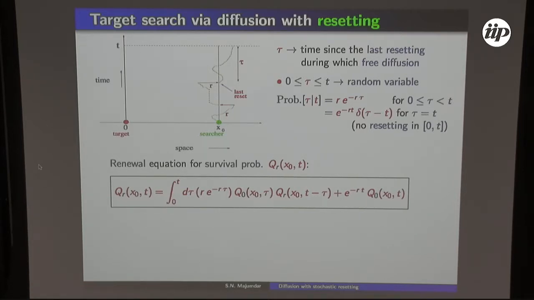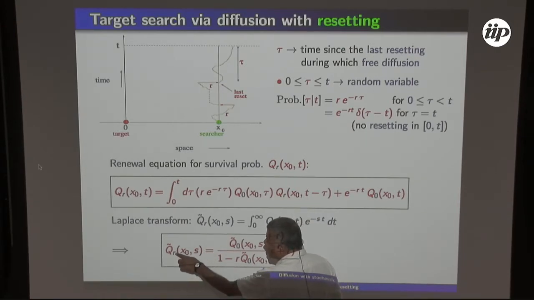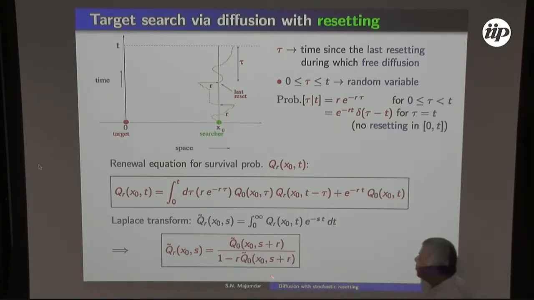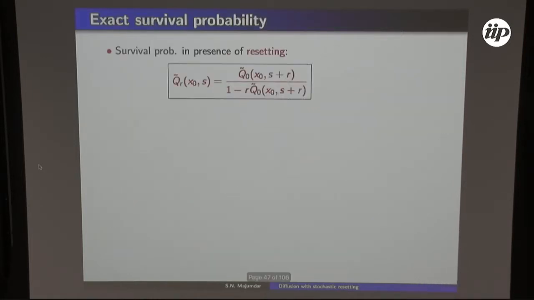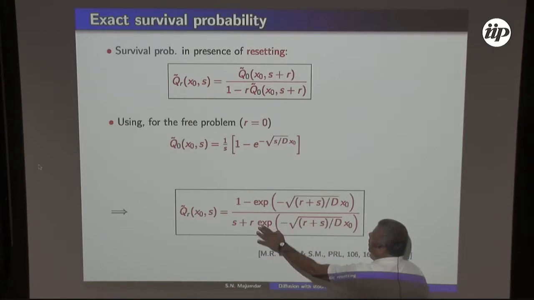But you realize that there is a convolution structure here. So a natural thing to do is to take the Laplace transform with respect to time t. And if you do that, it's easy to show that the survival probability in Laplace space in the presence of resetting can be written in terms of the survival probability without resetting, but with the Laplace variable just shifted by r. Okay? So this is an exact answer for the Laplace transform of the survival probability in the presence of resetting. And we know this answer already, because without resetting the solution was the error function in real space, you just have to take the Laplace transform of that. If you take the Laplace transform of this error function when r equals 0, it's very simple. It's just this. So therefore, the full answer for the Laplace transform of the survival probability is just given by this expression.